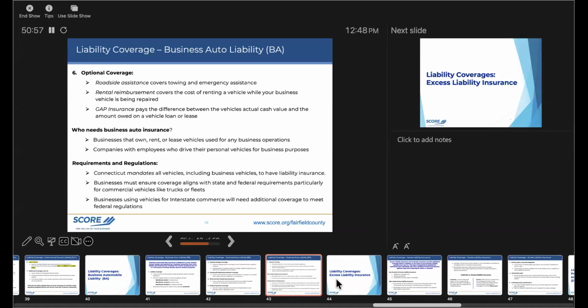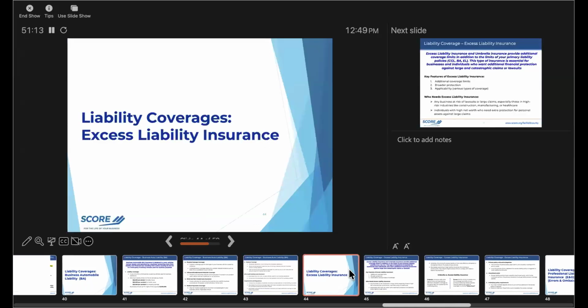Who needs business auto insurance? If you own, lease, or rent vehicles, and companies with employees who drive their personal vehicles for business purposes. Requirements and regulations: you must have auto insurance in the state of Connecticut.